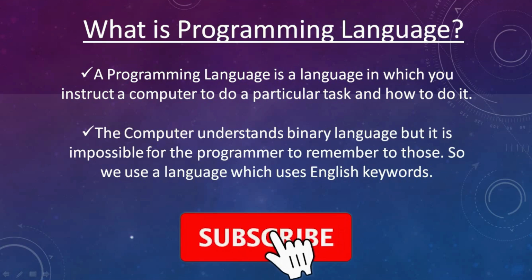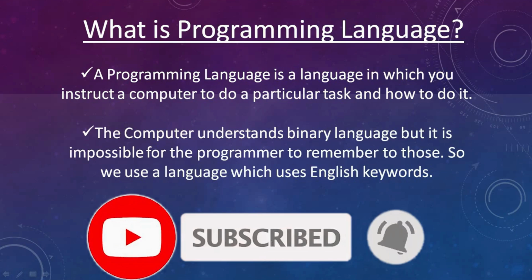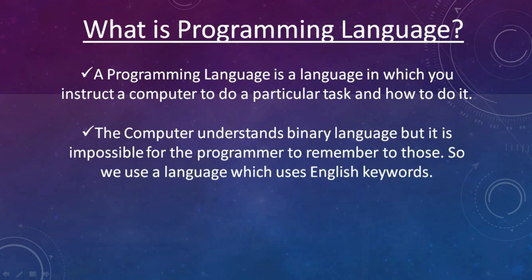Now let me ask an interesting question. Can we talk to a computer? The answer is yes. Okay, but how can we talk to a computer? Because we know a computer understands a language which only includes zeros and ones. So that language is called a binary language. A binary language is a language which has only two characters, which is zeros and ones, which you can also say as on or off, like that.